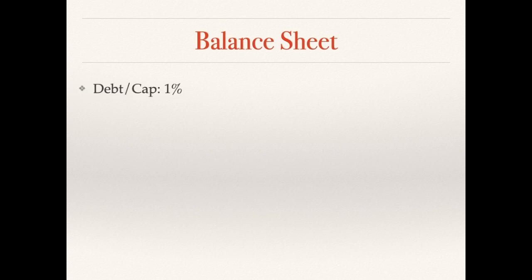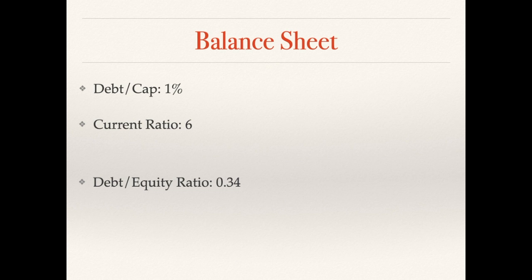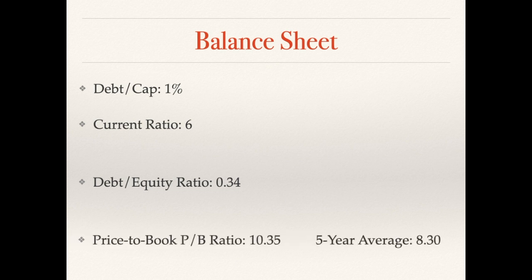So I like that. So let's look at the balance sheet, which is outstanding for this company. This is something you don't see with a high growth company for the most part. They always use a lot of debt to grow their revenues and such. But this company has a debt to cap of only 1% and a current ratio of 6. So they have a very good balance sheet. The debt is very low, with a debt to equity ratio of 0.34, so that's very low considering the high growth. So this company's balance sheet looks outstanding. Currently, the price to book ratio is 10.35 versus the 5-year average of 8.3, so it's slightly higher currently than the 5-year average, but it's not too much higher.